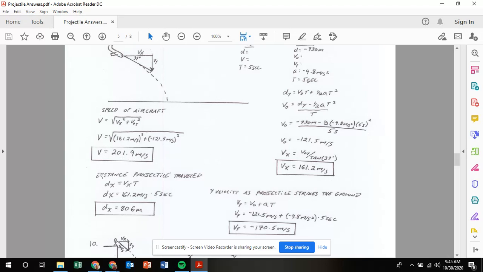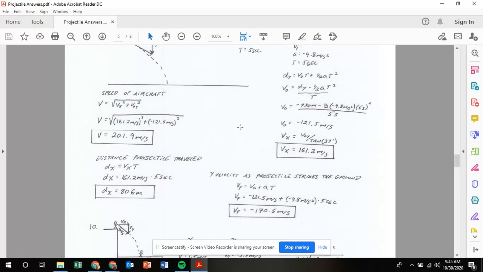Solving for how far in the x direction the projectile traveled, we have our velocity in the x. We solved that previously at 161.2. We know the time is 5 seconds. So very simply, distance equals velocity multiplied by time in the x direction. Velocity of 161.2 multiplied by 5 seconds tells me in the x direction it travels 806 meters.